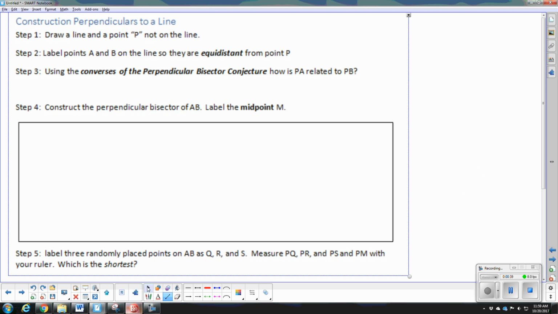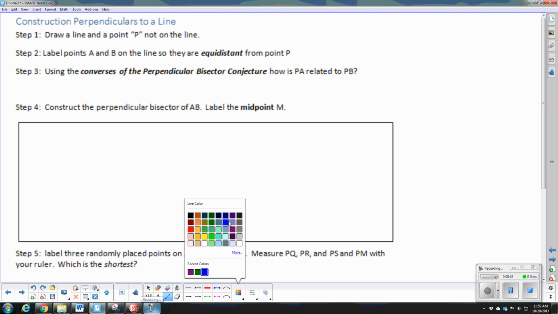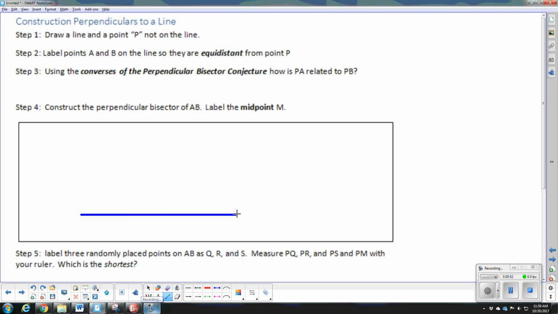So the first thing we're going to do is construct perpendiculars to a line. It first says that we need to draw a line, and we need to draw point P that is not on our line. It doesn't matter where you draw point P, but just somewhere, and label it so that it's not on your line.